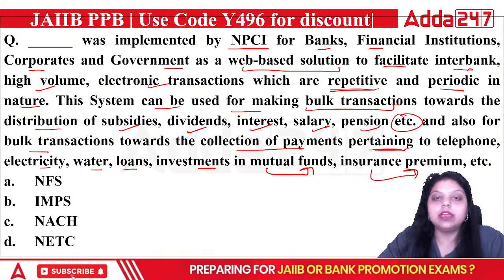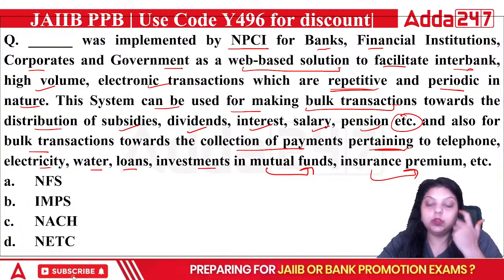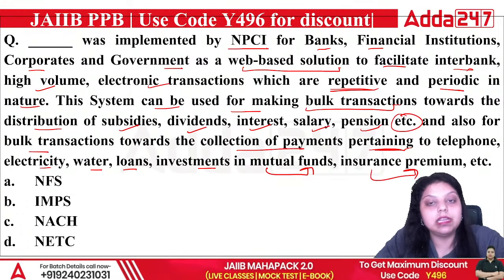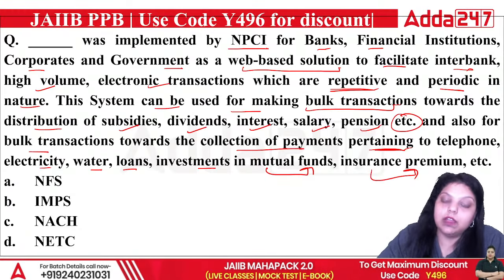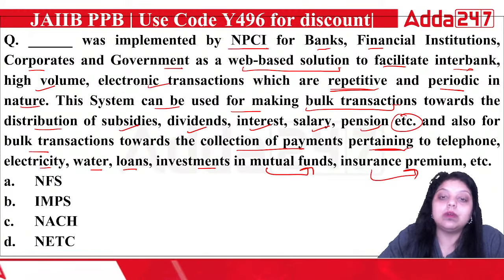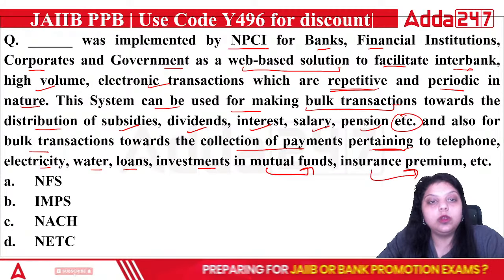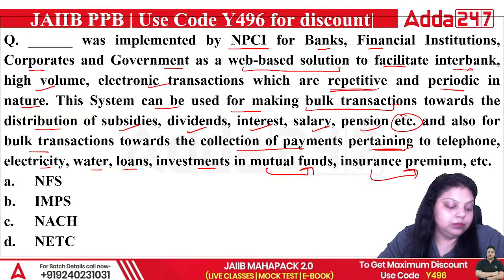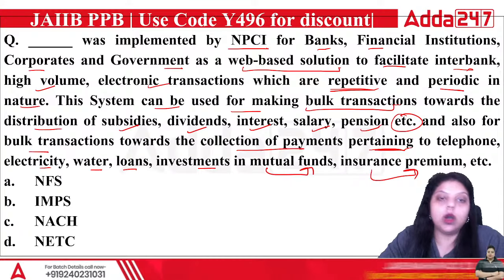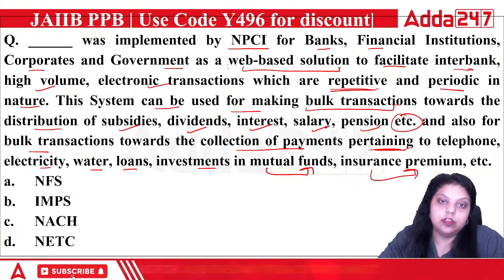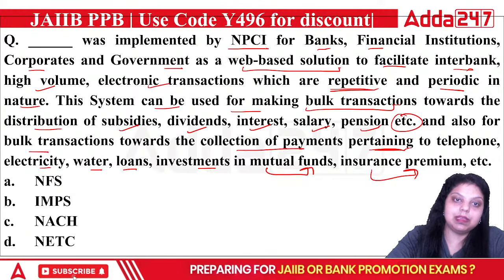So we have introduced one of them to perform the bulk and repetitive transfers with the high volume we are talking about, and it was introduced by NPCI, National Payment Corporation of India, which we all know is the umbrella organization of our country. So what do you think, which one is correct? A, B, C or D?